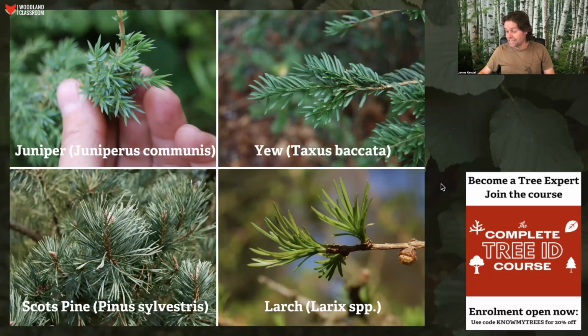Needles. If it's a needle, it's a conifer. We're not really going to talk about conifers tonight because that's a whole separate workshop. I know some people came on that one. We have three native conifers in this country: juniper, Scots pine, and yew. If it's got needles, it's a conifer. That's what we need to know for tonight. And it's a good group to know. I've included larch there because it's a very common non-native, some would say naturalized tree.